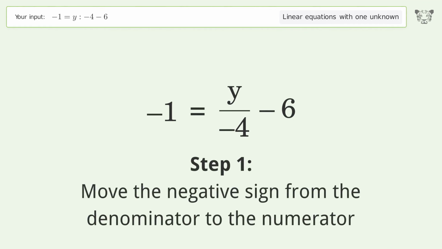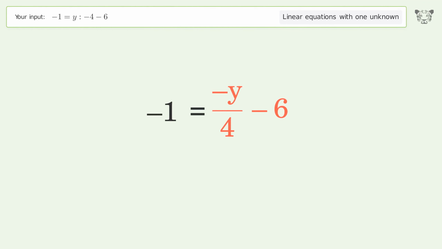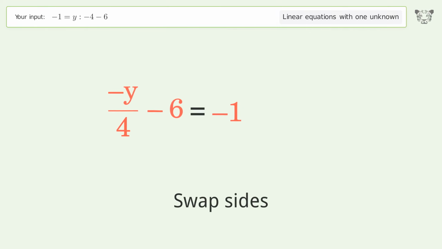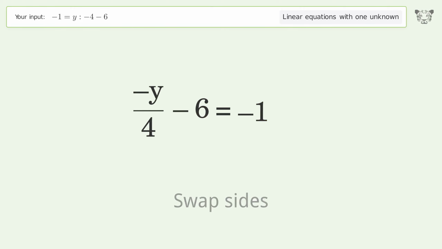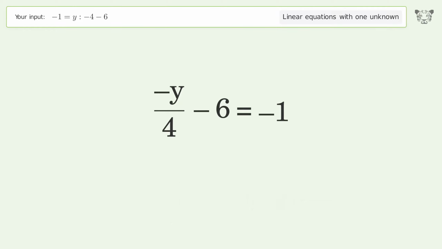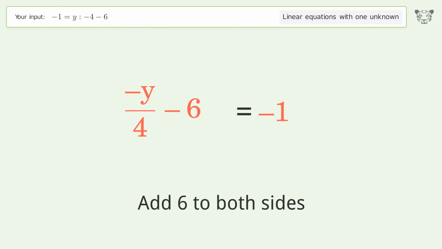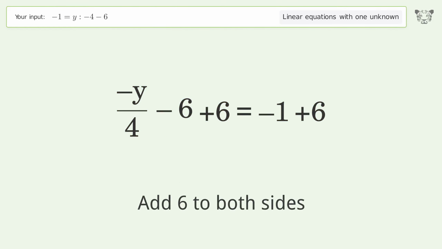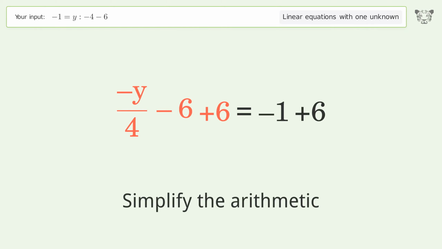Move the negative sign from the denominator to the numerator. Swap sides. Group all constants on the right side of the equation. Add 6 to both sides. Simplify the arithmetic.